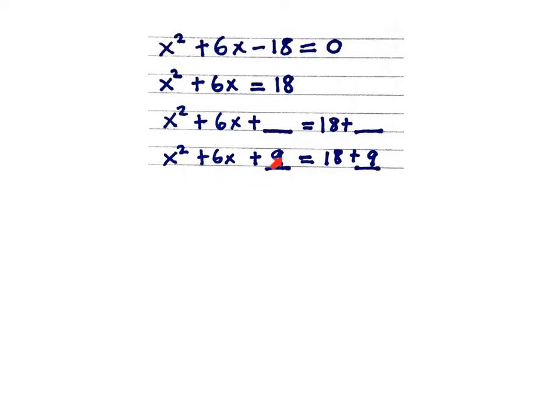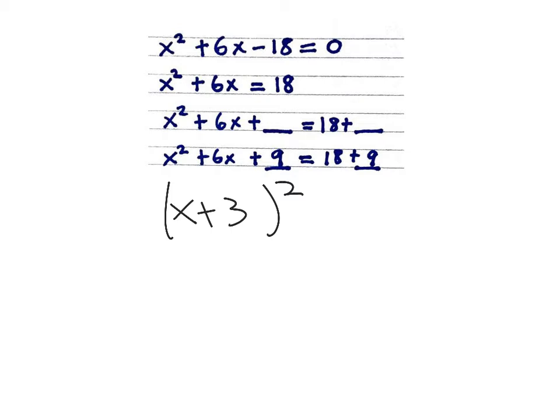The next thing is to write this as a perfect square, something squared. From the pattern that we know, this is very easy. All you need to do is start your parentheses and put x. Since this is plus 6, you just take half, and half of 6 is 3. So it's plus 3 inside these parentheses, and then square it.